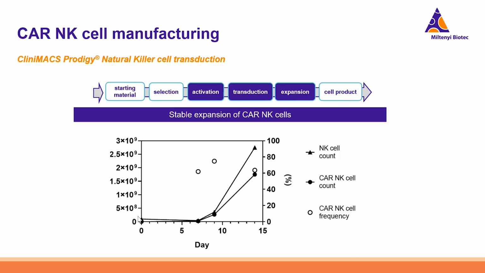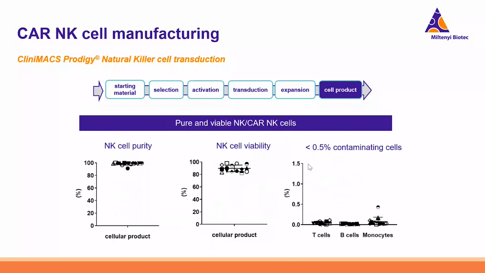We have observed that the NK cells in the first 7 days do not grow. Therefore, after day 7, you can see an exponential growth. And this exponential growth is not only for the NK cells, but also for the CAR NK cells. And we show that the percentage of CAR NK cells remains very stable during the culture. And we are doing 14 days.